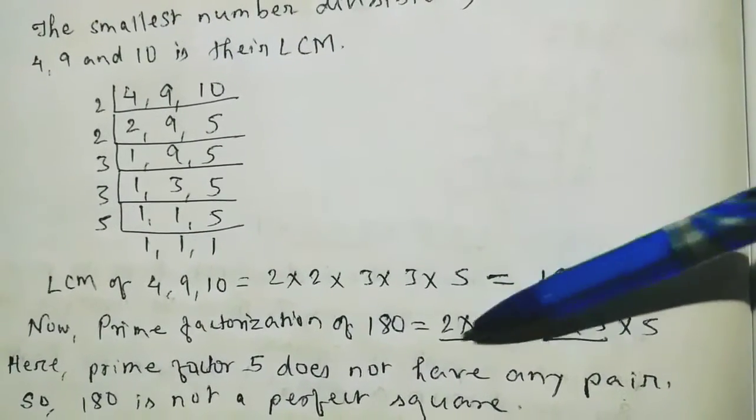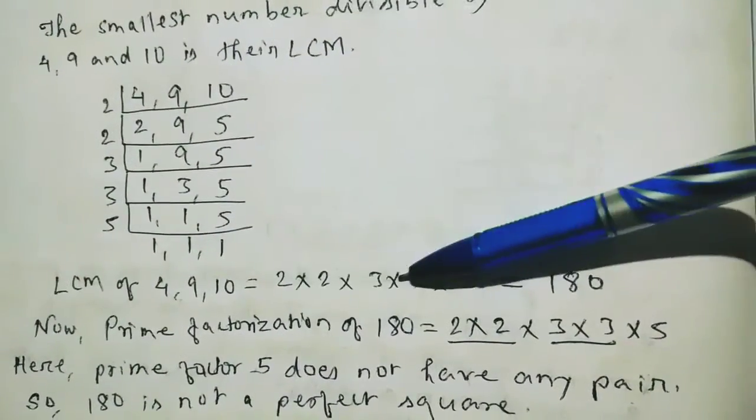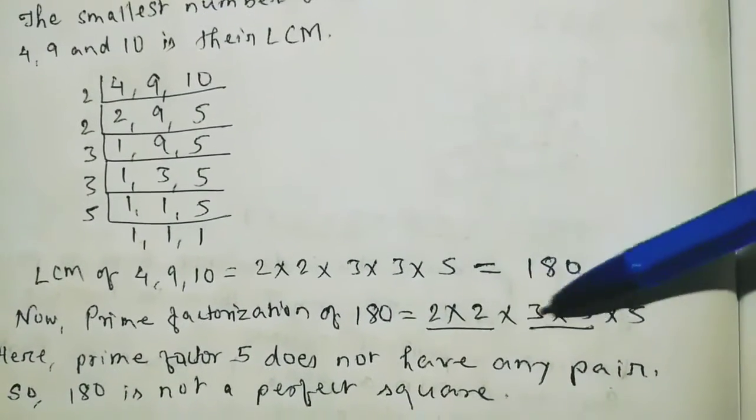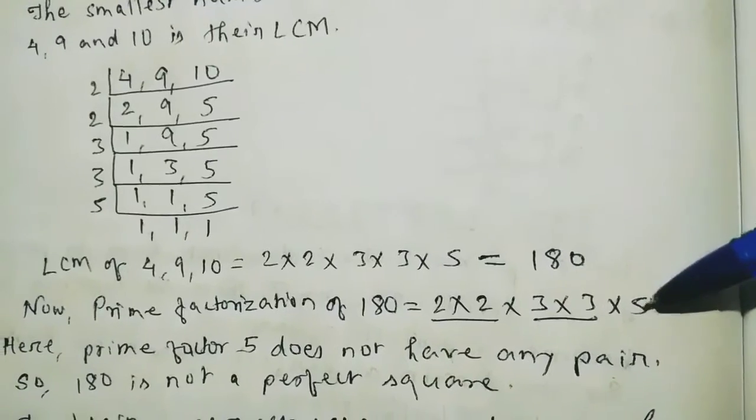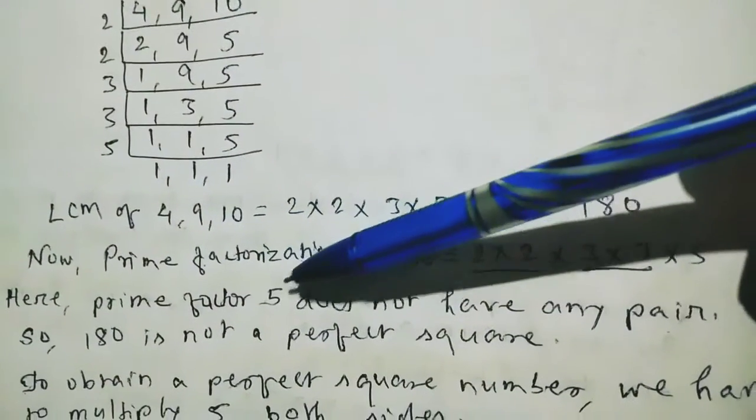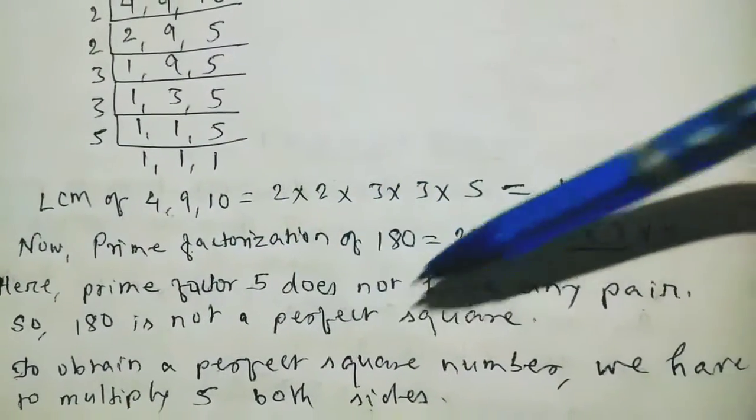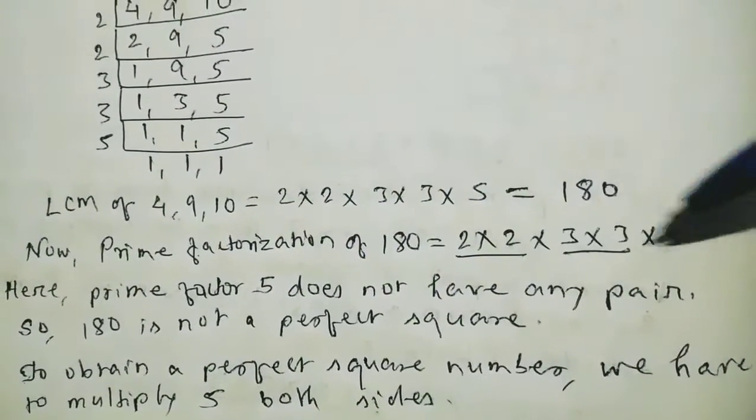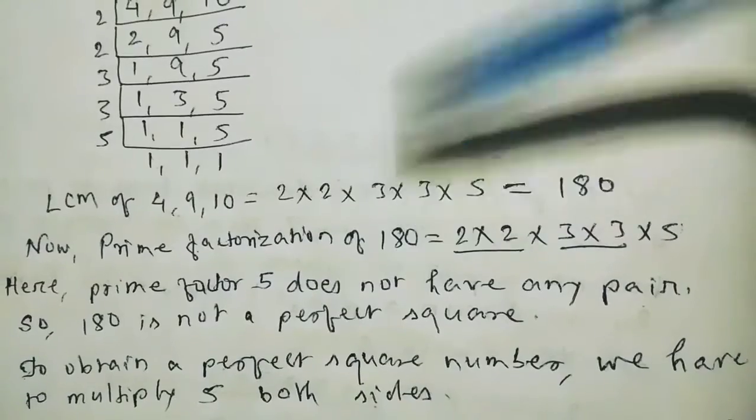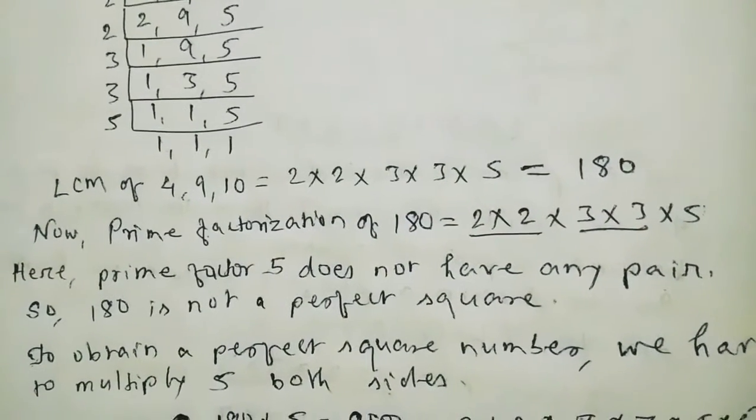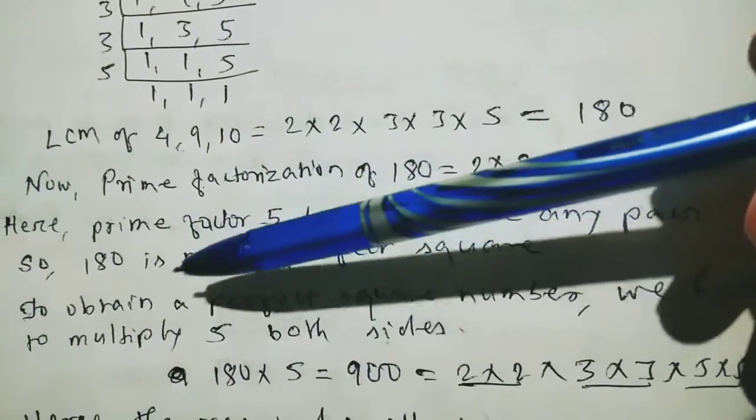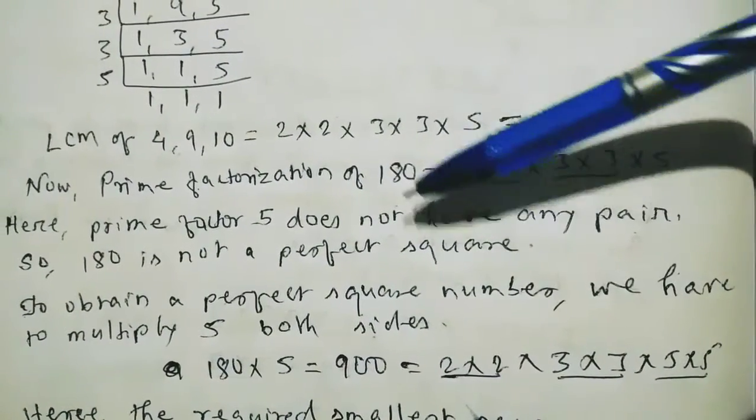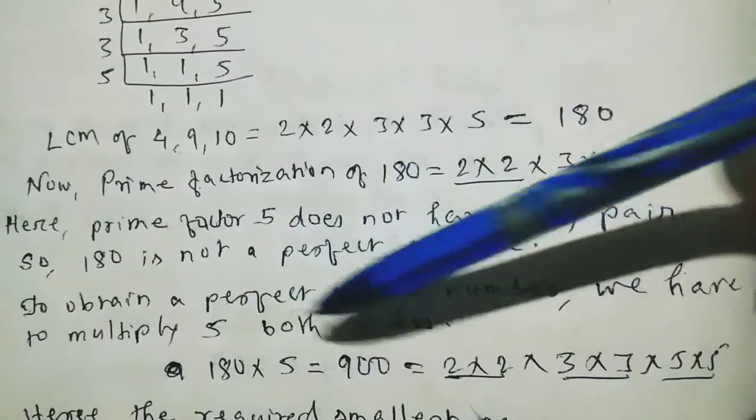Now you have to make the pairing. We do not make pairing in LCM, but here in prime factorization we make the pairing. So 2 and 2, and 3 and 3 are in pairs, but 5 does not have a pair. So 180 is not a perfect square. To obtain a perfect square, what you have to do is multiply by 5 on both sides.